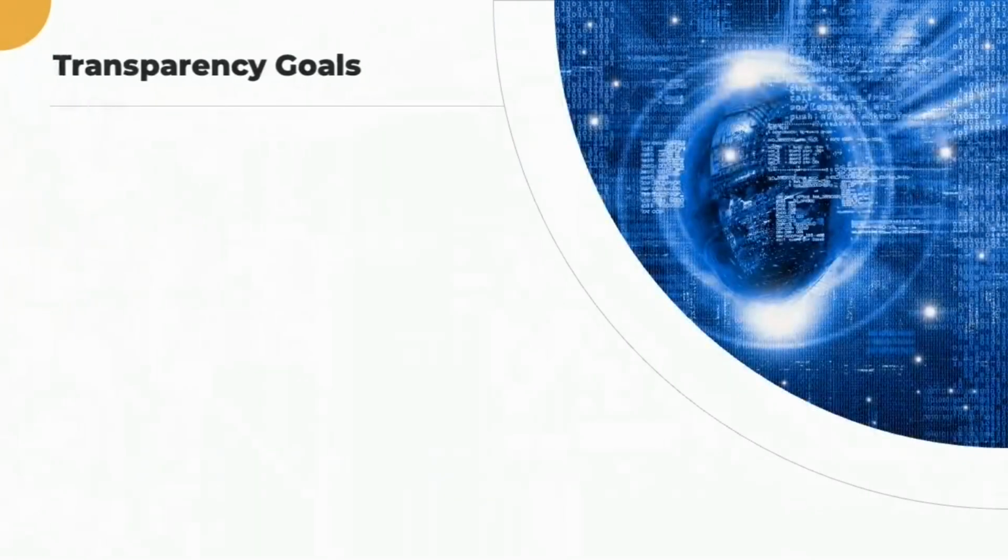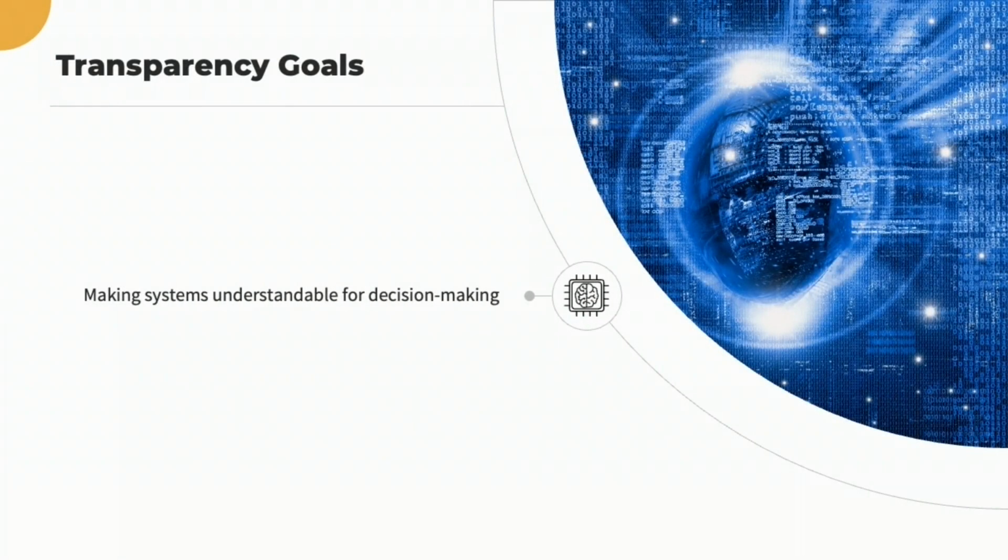Okay, transparency goals. First is making AI systems understandable for decision making. What we mean here is that AI systems should be designed so that they're clear and comprehensible to stakeholders, helping them understand how the systems work.